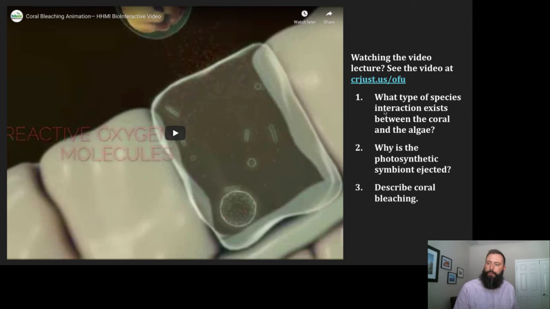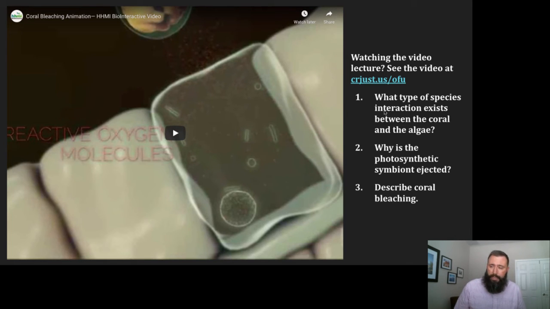Number two, why is the photosynthetic symbiont ejected? An increased rate of photosynthesis because of the temperature changes increases the amount of oxygen inside of the coral, and oxygen molecules in enough concentration can wreak havoc on the interior machinery of the cell. And so in an effort to save itself, the coral cells will eject the algae away. But in doing so, it is releasing its food source, and death will occur shortly after. And that's pretty much what coral bleaching is.